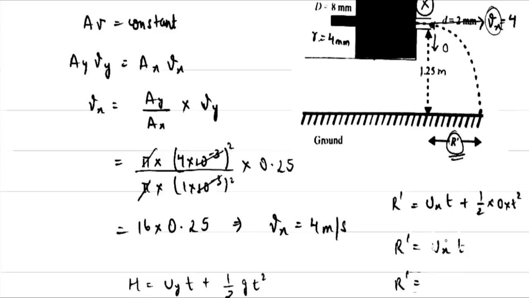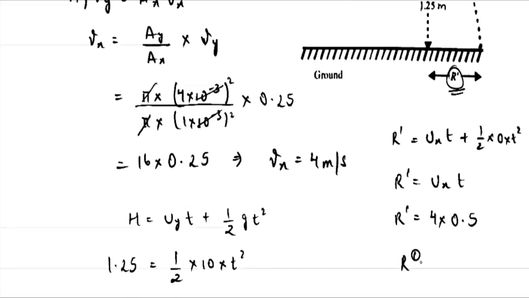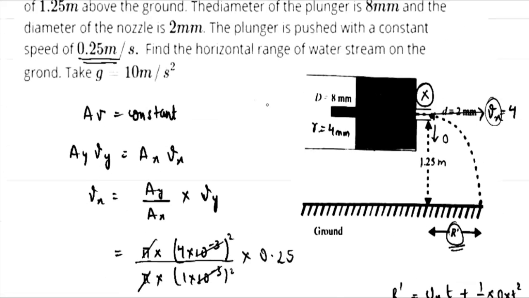So this r dash will be equal to u x, this is v x only, okay, the x component. So this is 4 multiplied by the time taken, 0.5 seconds. So we will get this horizontal range as 2 meters. So water will cover a horizontal range of 2 meter. This is the required answer.